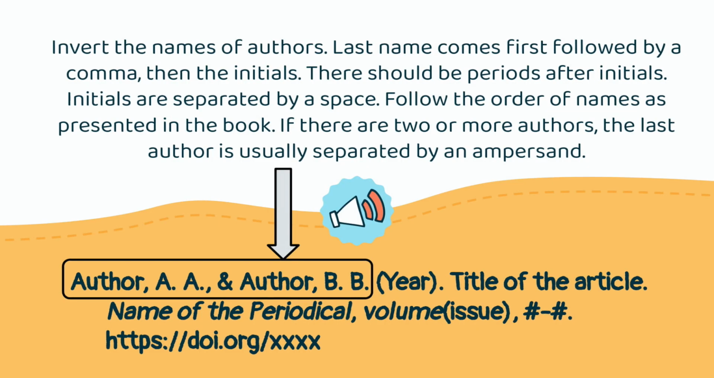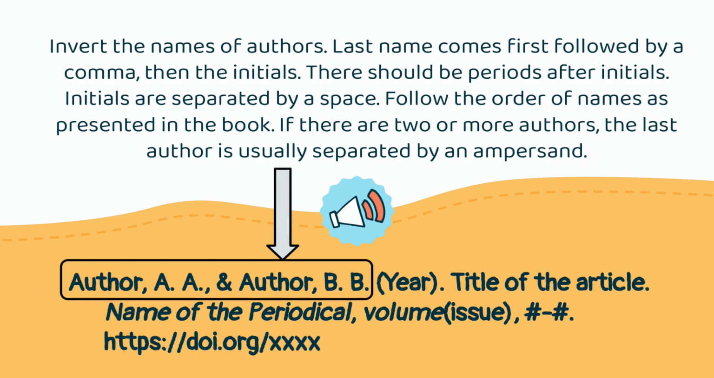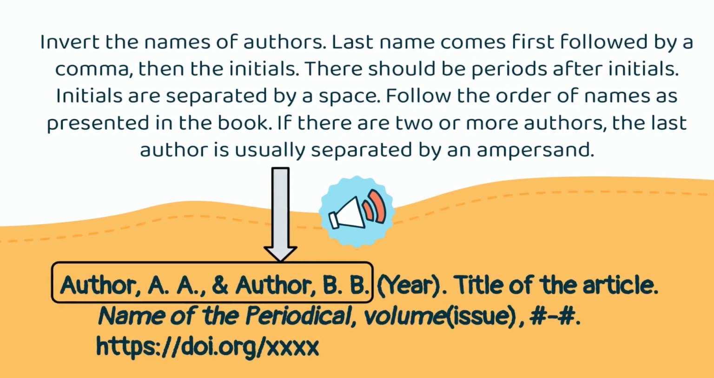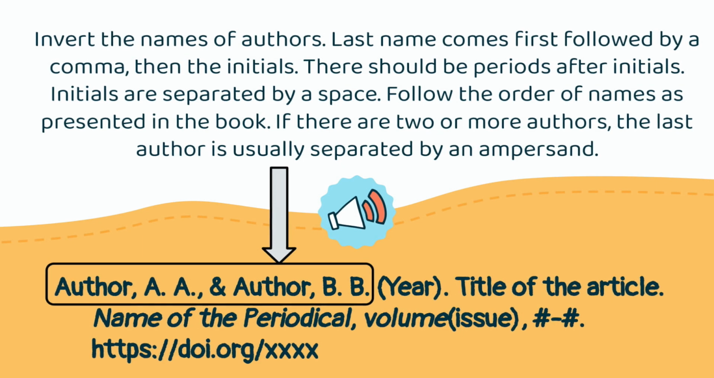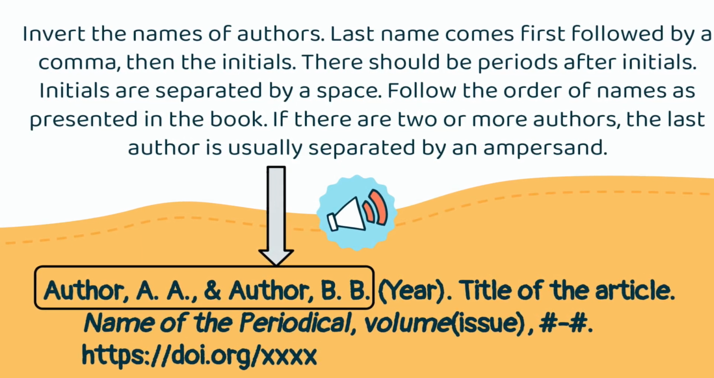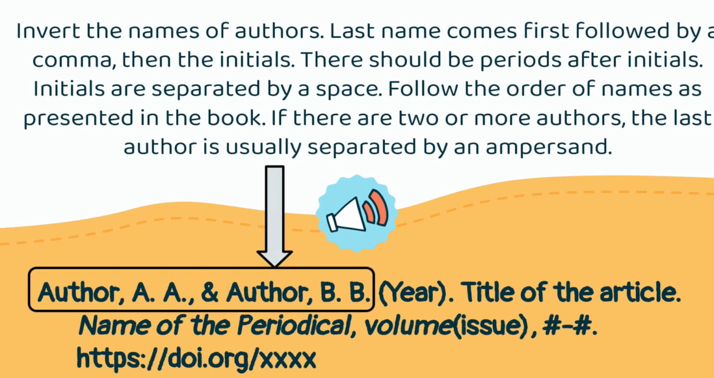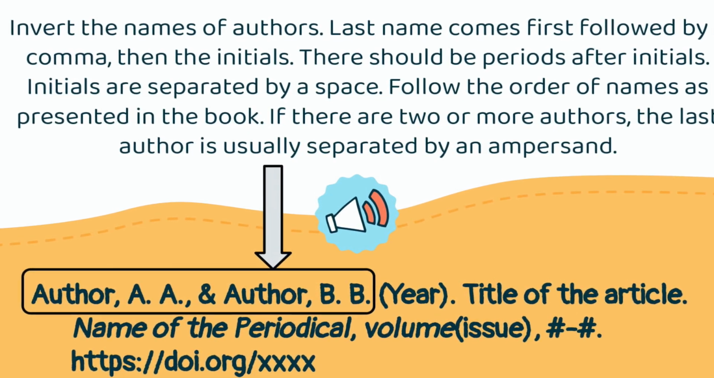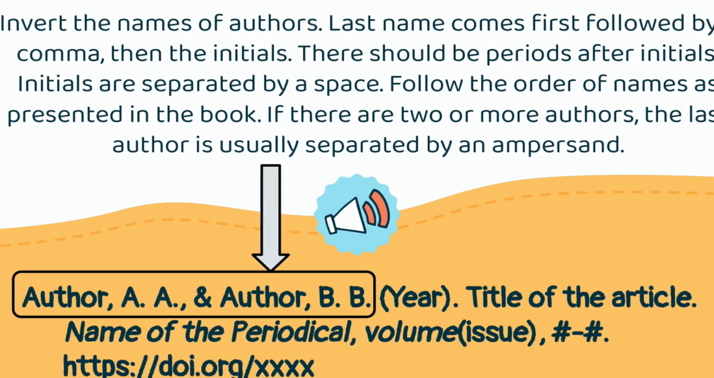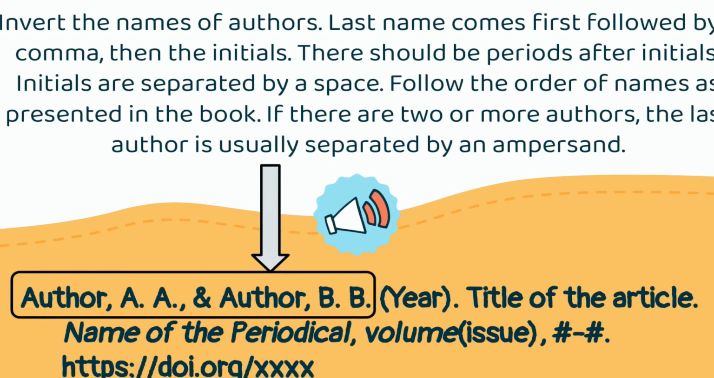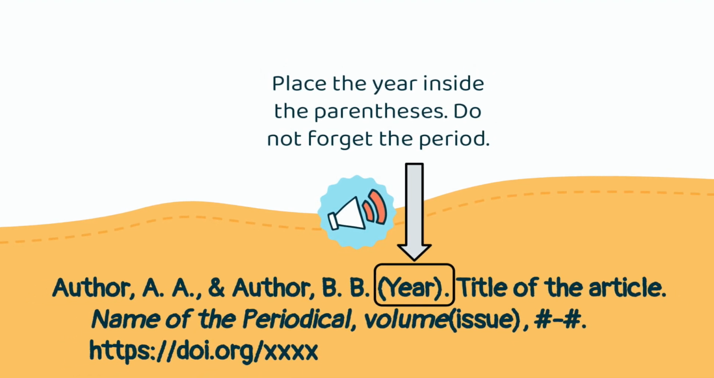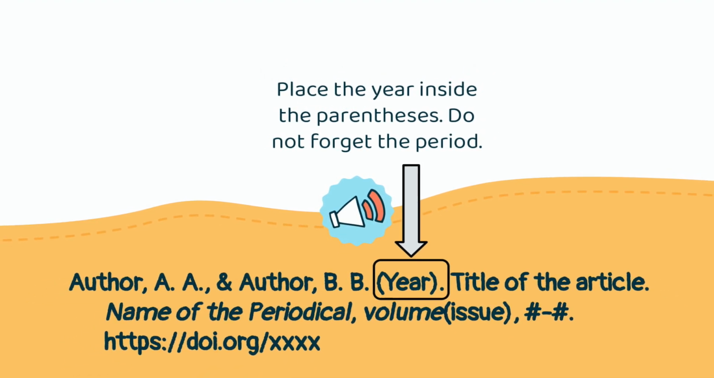Invert the names of authors. Last name comes first, followed by a comma, then the initials. There should be periods after initials. Initials are separated by a space. Follow the order of names as presented in the source. If there are two or more authors, the last author is usually separated by an ampersand. Next, place the year inside the parenthesis. Do not forget the period.